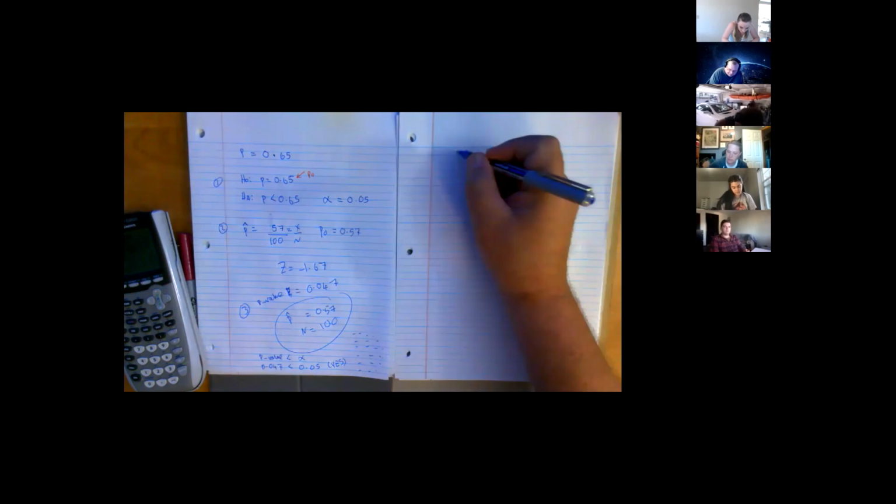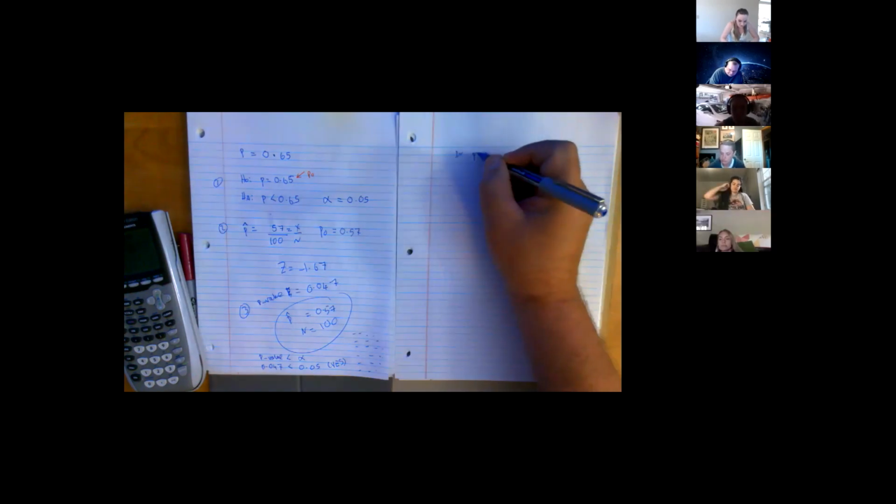Now, I'm going to do a story with x bar, but it's going to be a little bit different. In the past, the average weight of a chicken was 4 pounds.